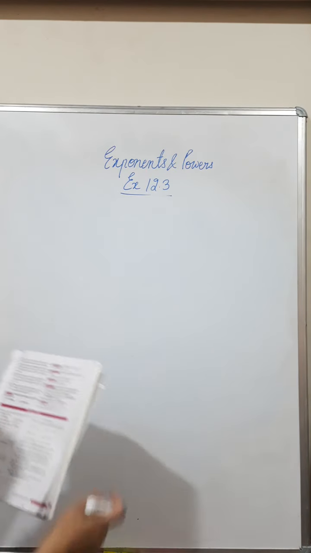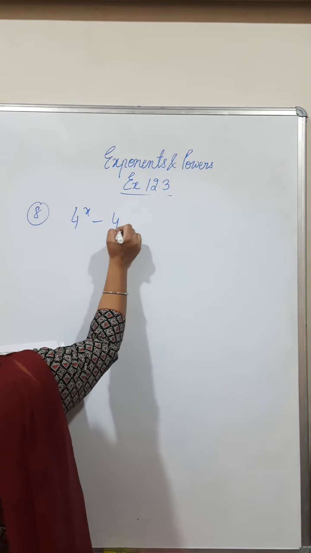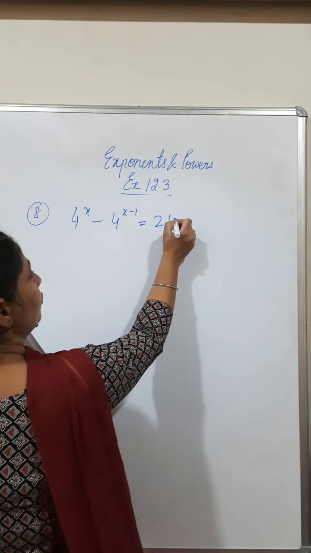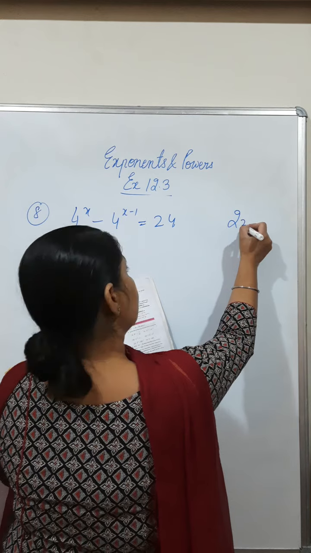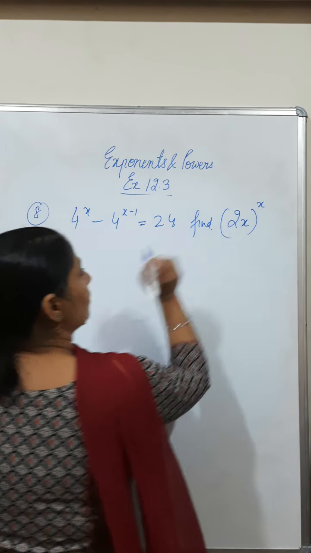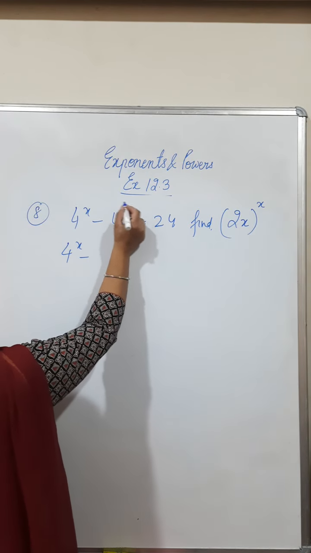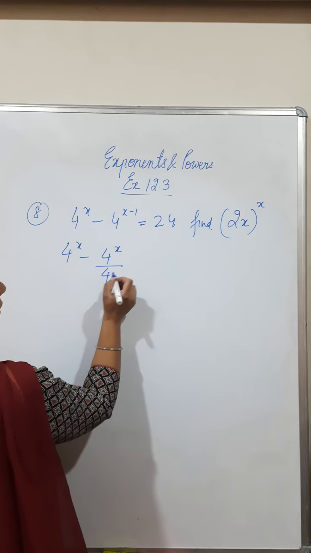Haanji beta, question number 8 of your exercise. It is 4 raised power x minus 4 raised power x minus 1 is equal to 24. And we want to find what is (2x) raised power x equal to. Now see beta, 4 raised power x. Now see how we can write this part. This part can be written as 4 raised power x divided by 4.